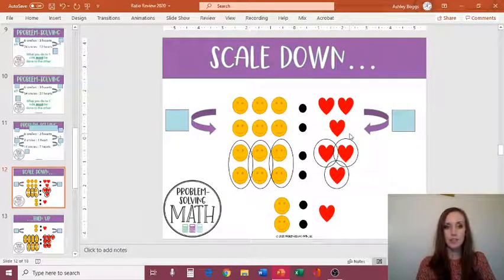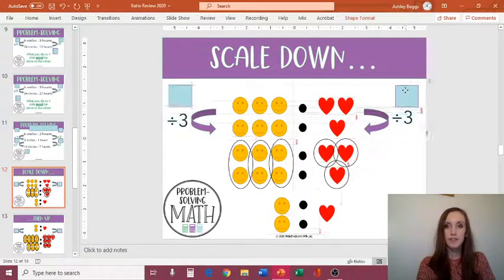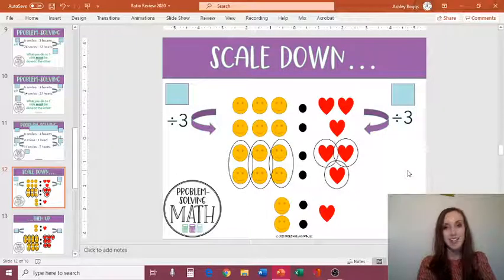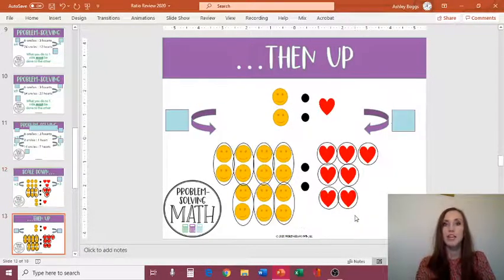Here's a visual representation of the problem we just solved. 6 smiles to 3 hearts. We divide that by 3, the greatest common factor. And when we put those in 3 different groups, we find we have 2 smileys and 1 heart in each group. So first we scale down, now we scale up.